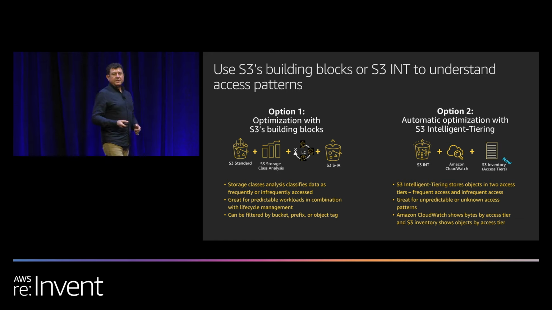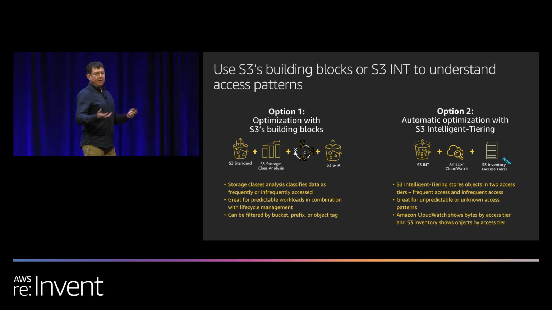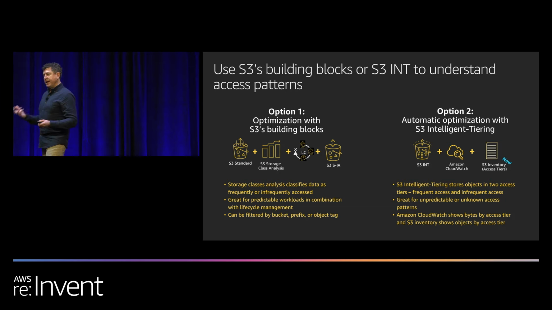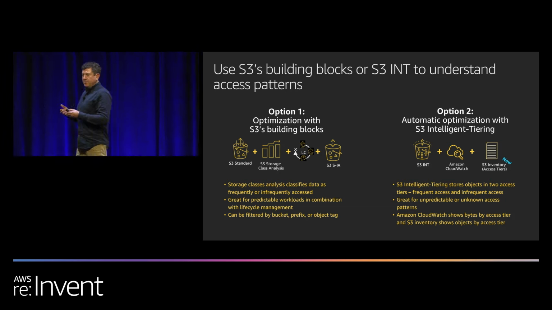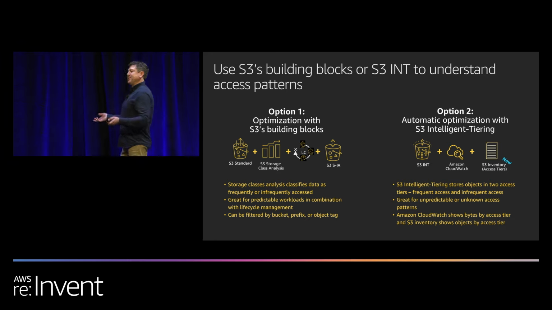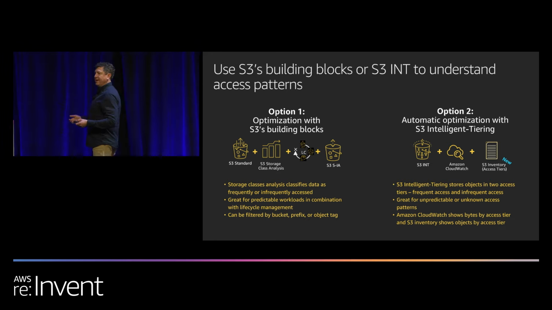The other option is to take advantage of S3 Intelligent-Tiering. It allows us to automatically optimize for cost for you between the frequent and the infrequent access tier. But you still likely want to know how much frequent data do I have, how much infrequent data do I have, and you'll see the cost savings on your bill.